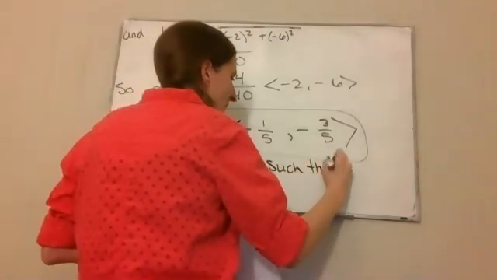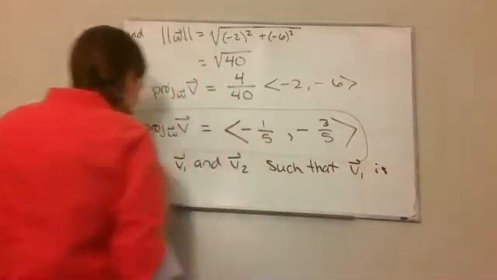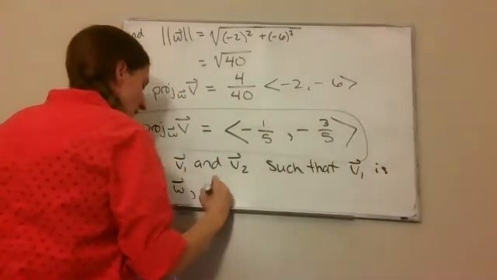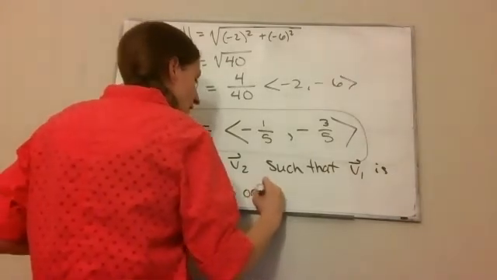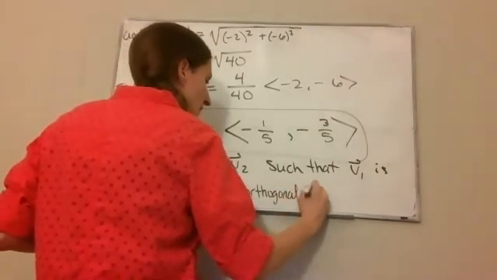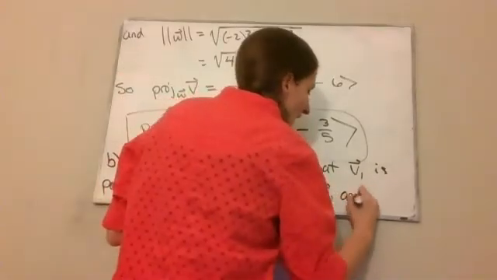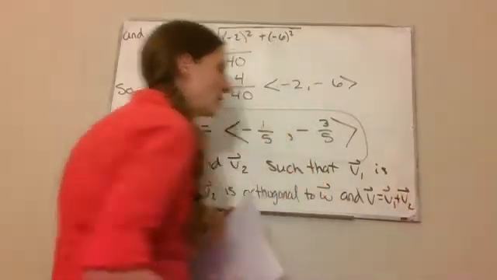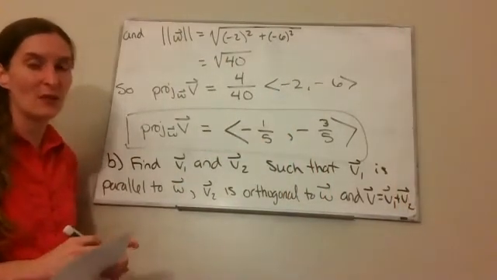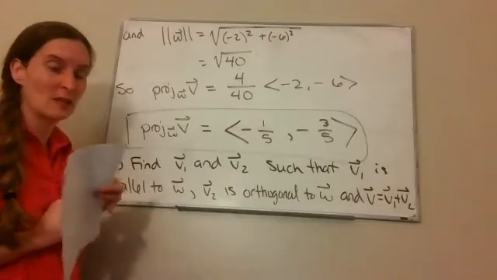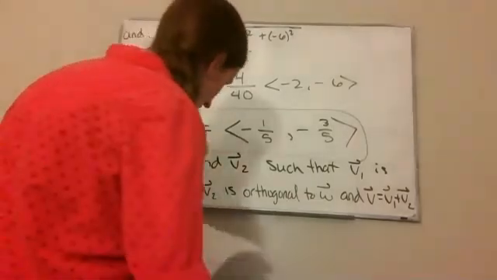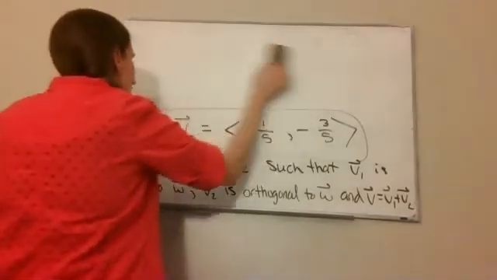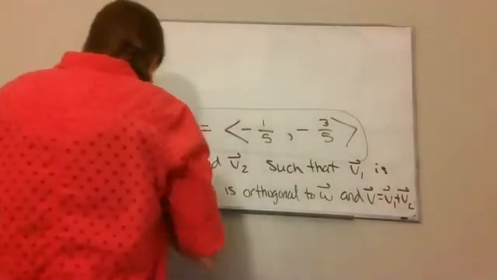Such that V1 is parallel to W, V2 is orthogonal to W, and V equals V1 plus V2. So we're decomposing vector V into the sum of two vectors, one of which is parallel to W and the other is orthogonal. And we already said that the way to find these, V1 is just going to be your projection of V onto W.